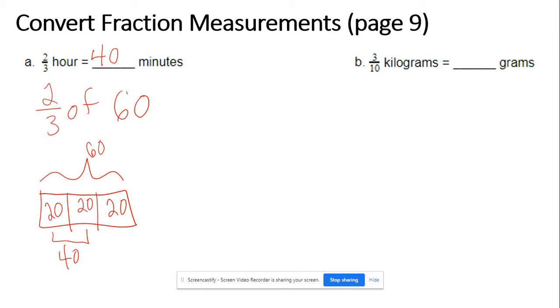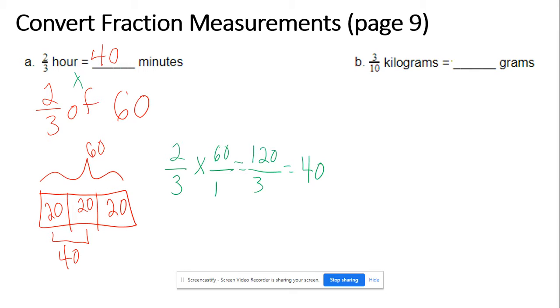If you didn't like that way, we can do multiplication, because remember, of is the same as multiplying. 2/3 times 60 over 1. 2 times 60 is 120. 3 times 1 is 3. 120 over 3 is the same as 120 divided by 3, which equals 40. Same answer. You can choose which way you want to do. Let's try the next one.